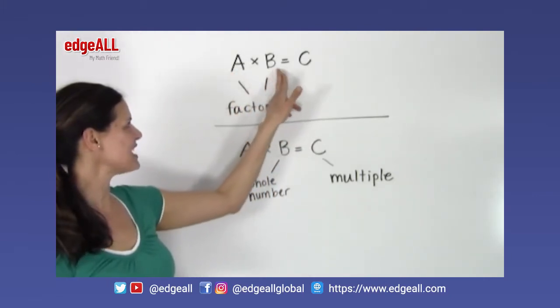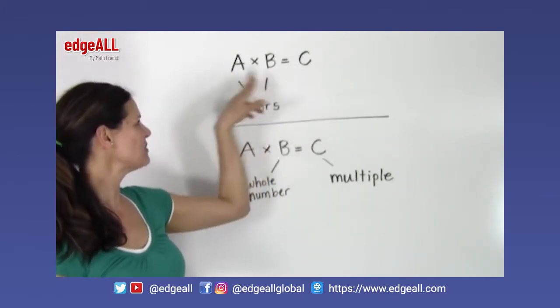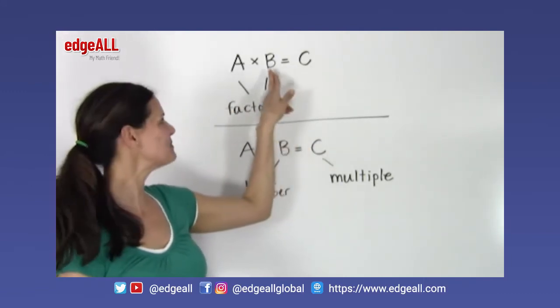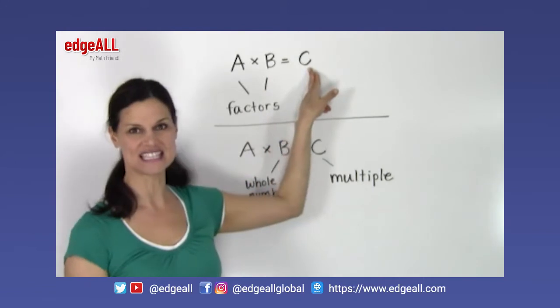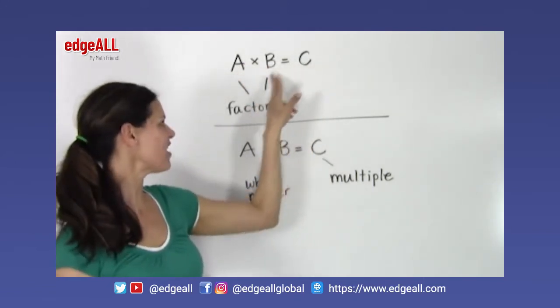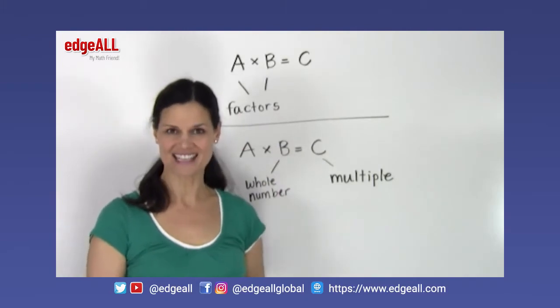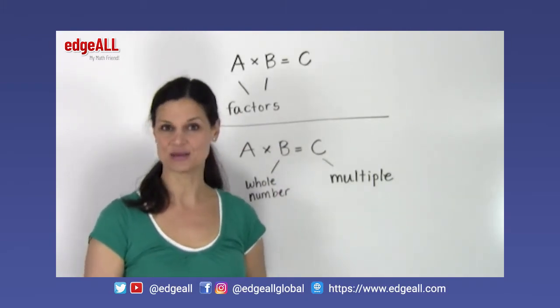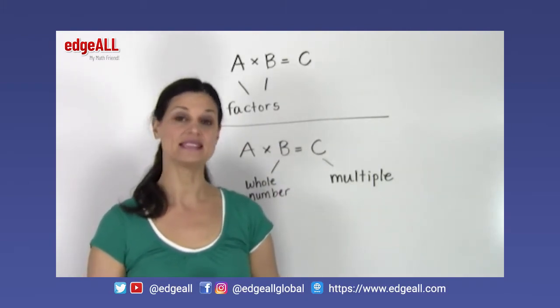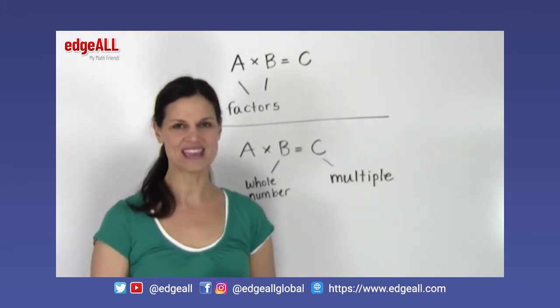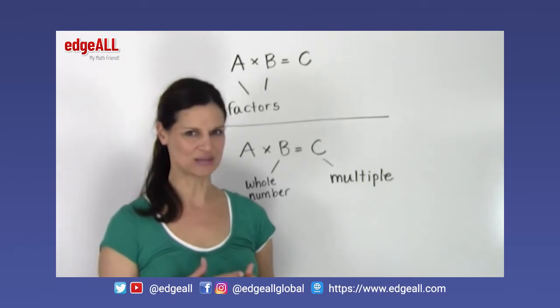A times B equals C. We would say that A is a factor of C and B is a factor of C. A and B are factors. The product of a number multiplied with a number is a multiple of that number. So now we introduce the word multiple.